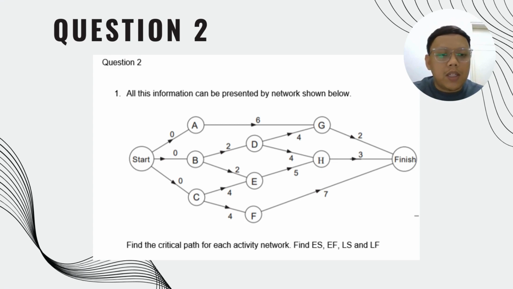So, imagine a big job with a lot of tasks that all need to be done. How can we make sure we finish on time? The critical path method can help with that. So we can see the question. We need to find the critical path for each activity network.